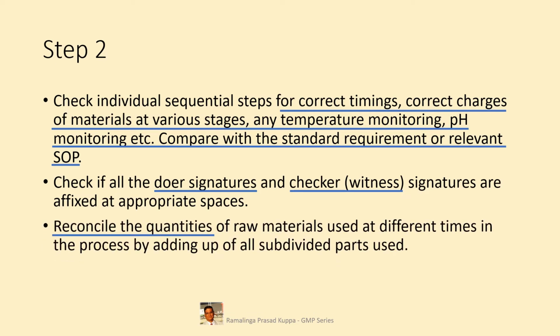Reconcile the quantities of raw materials used at different times in the process by adding up all subdivided parts used. Some raw materials, particularly the solvents, will be used in several steps. Add up all subdivided quantities and tally with the total quantity received from the warehouse.